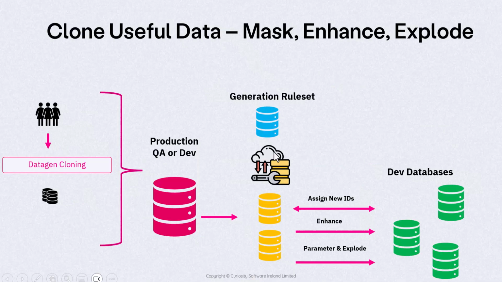Another very useful technique is to take some existing data, maybe you want to take a supplier and all of its core information, and create another version of that supplier. So we call this cloning, and we will automatically create you a generation rule set to do this, where we extract the specific supplier. We will assign any new IDs, so all of the primary keys, foreign keys, internal identifiers are handled by us. You can, if you want, enhance that data, which is very common. You could parameterize it, and if you want many copies of that supplier, you can also explode it. All of this can be taken from one environment to another, or you could potentially use it inside your development database to create more copies of the same data.